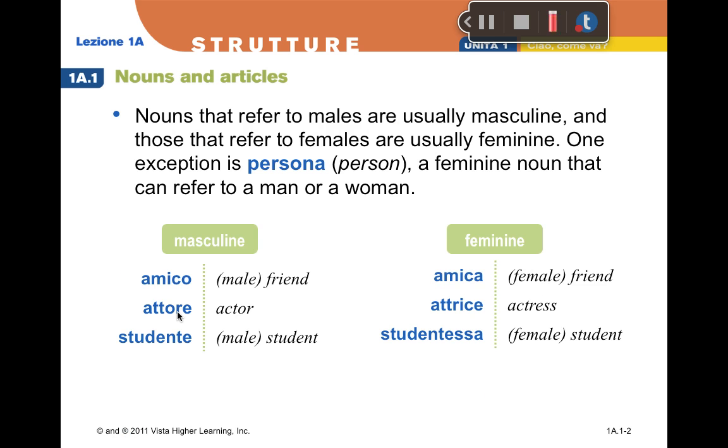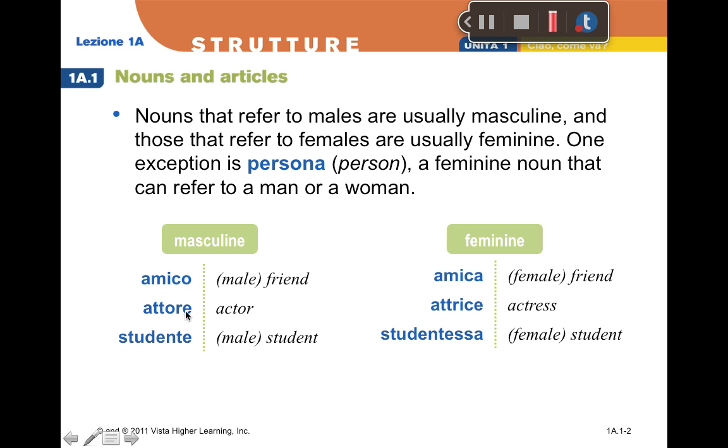So here you saw that the nouns amico, attore, studente are masculine. And in the feminine counterpart, you have amica. So you realize that sometimes in order to form the feminine of a word, I change the masculine O into an A. But some other times it doesn't happen that way, and that is the same in English.